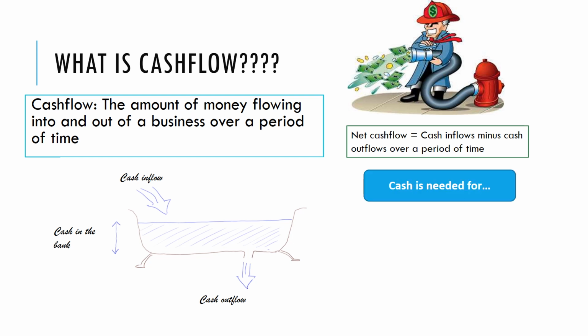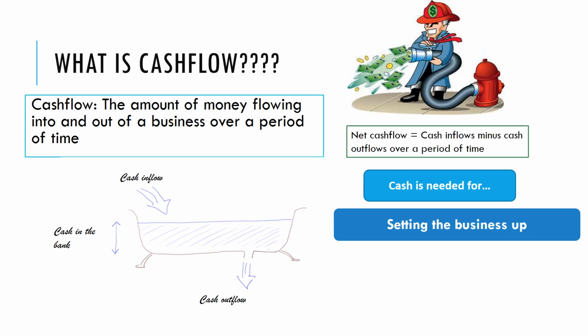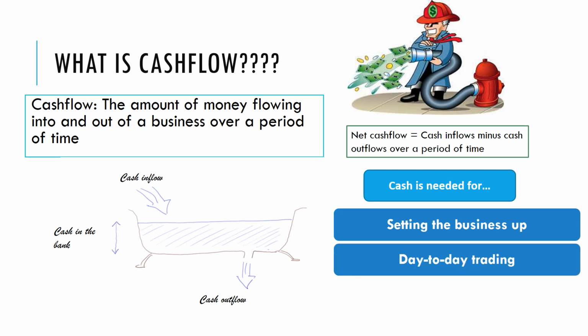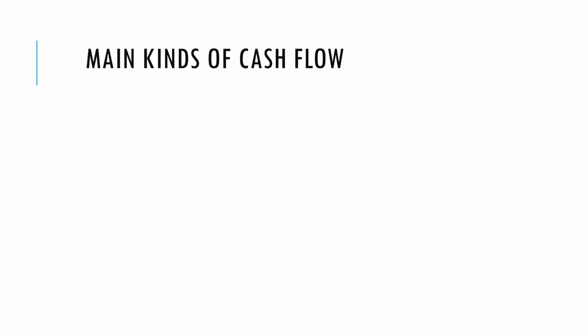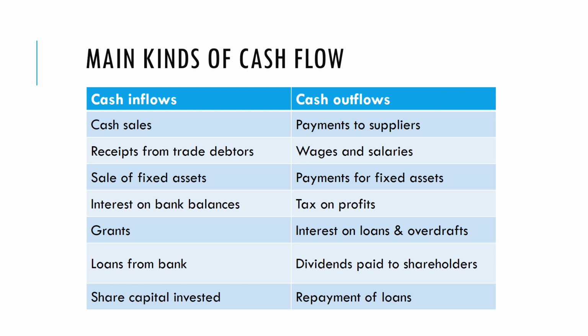So cash flow is important. A business needs cash in order to set up the business and get it started, to trade on a day-to-day basis, and to enable it to expand, invest and grow in the future. Now there are many kinds of items that would count as cash flow. There are many kinds of inflows, and if you think about it, probably the main inflow for most businesses would be from sales, like revenue. But that's not the only source of cash that a business might receive.